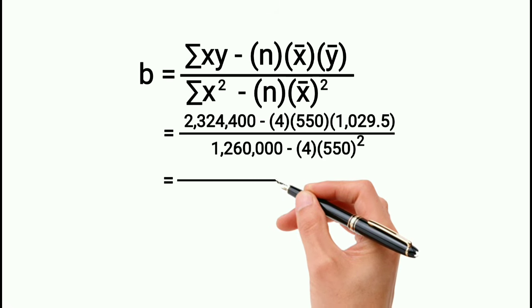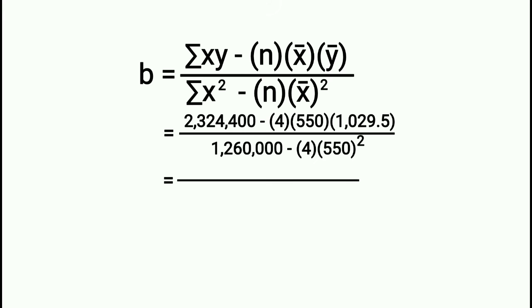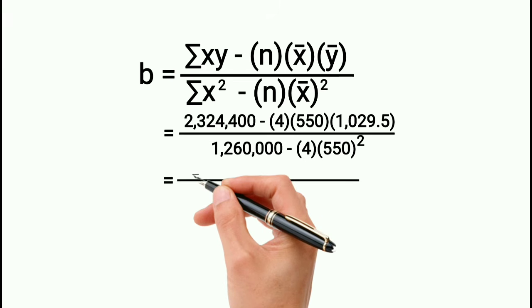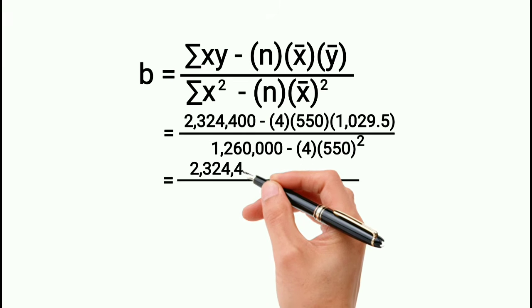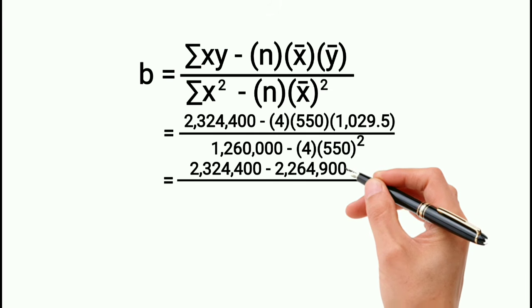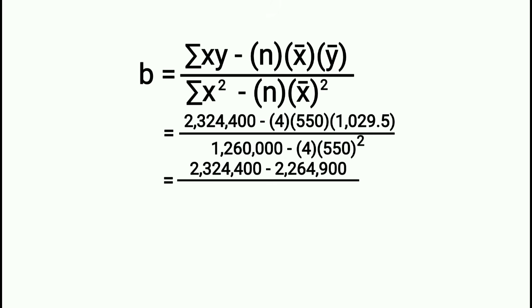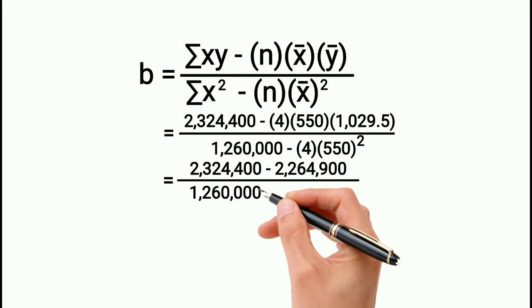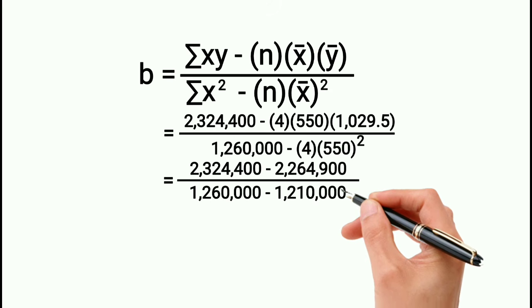4 times 550 times 1,029.5, ilan yan? 2,264,900. Therefore, it will become 2,324,400 minus 2,264,900 over 4 times 550 raised to the power of 2. Ilan yan? 1,210,000. So that will become 1,260,000 minus 1,210,000.